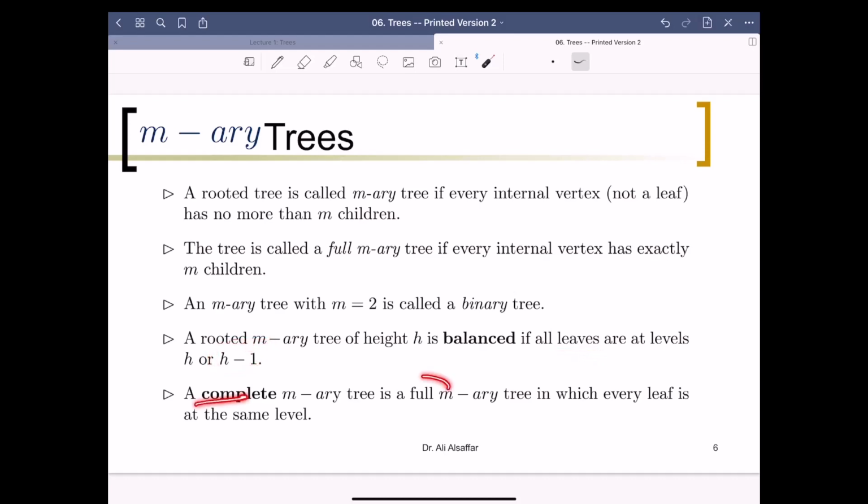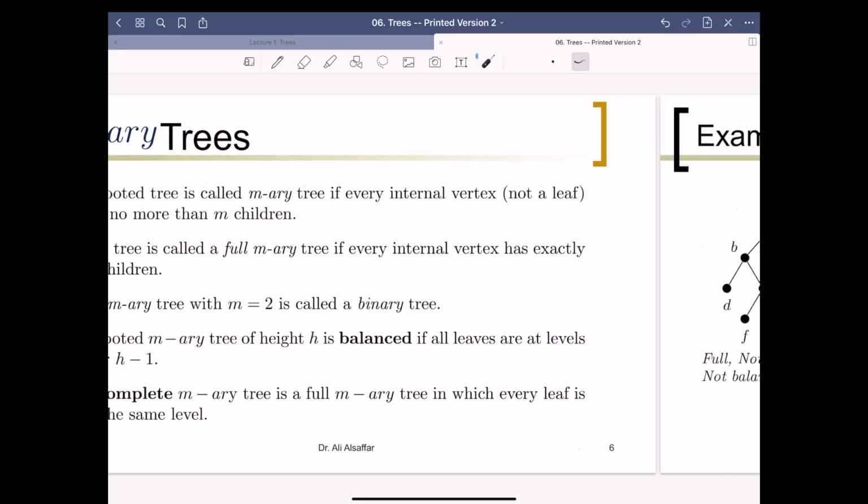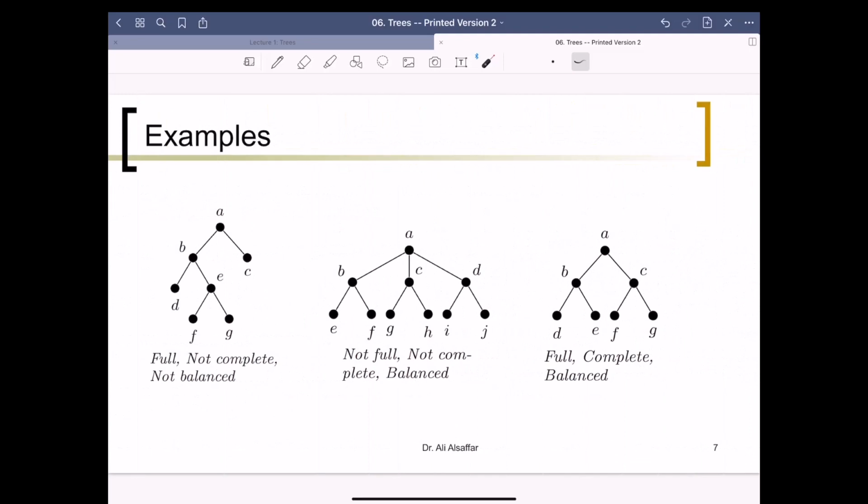For complete, first of all, it should be full, and then every leaf should be at the same level. For some examples, in the first example here, first I need to find what m is, and m is 2. And how did I find m? By counting the number of children for each internal vertex, and all of them are equal to 2. So m is equal to 2, and at the same time it is full, because all internal vertices have the same number of children.